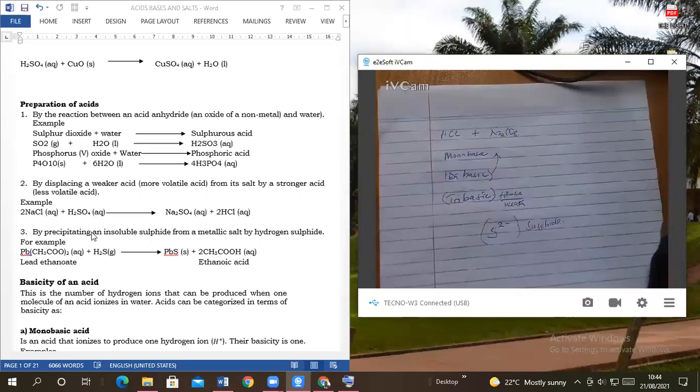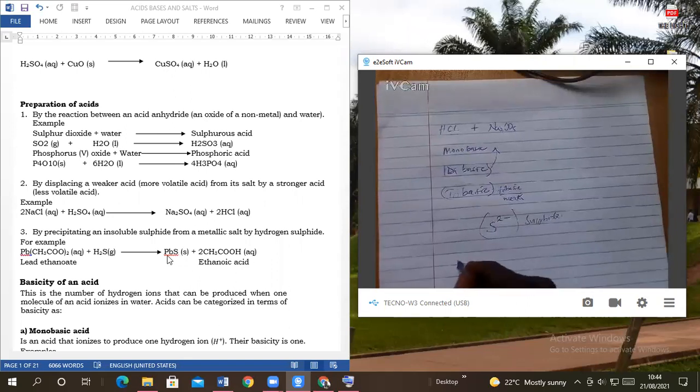So you precipitate an insoluble sulfide from a metallic salt by hydrogen sulfide. Let's take an example, a metallic salt of a weak organic compound, which is lead ethanoate. You add it to hydrogen sulfide gas, you will form lead sulfide. This is lead ethanoate, (CH3COO)2Pb. Then there is the ethanoate.